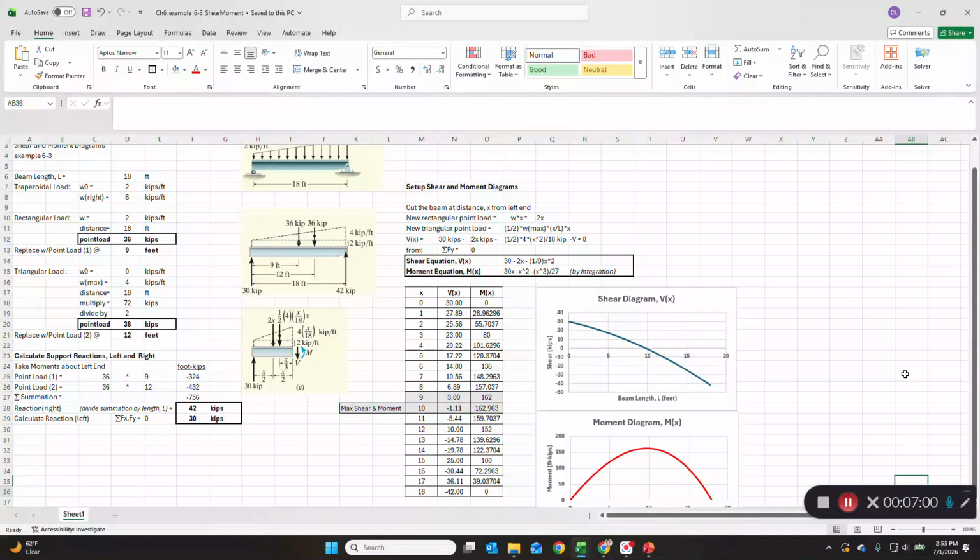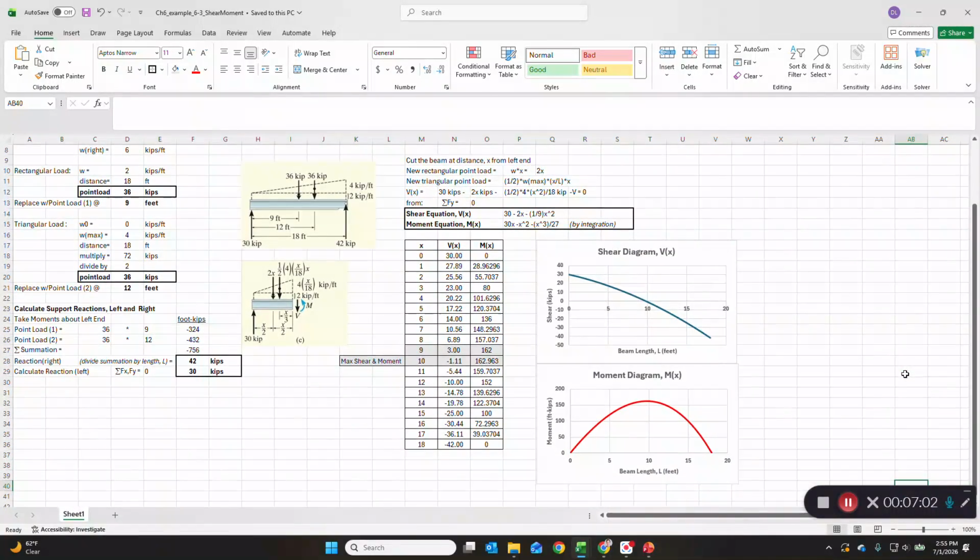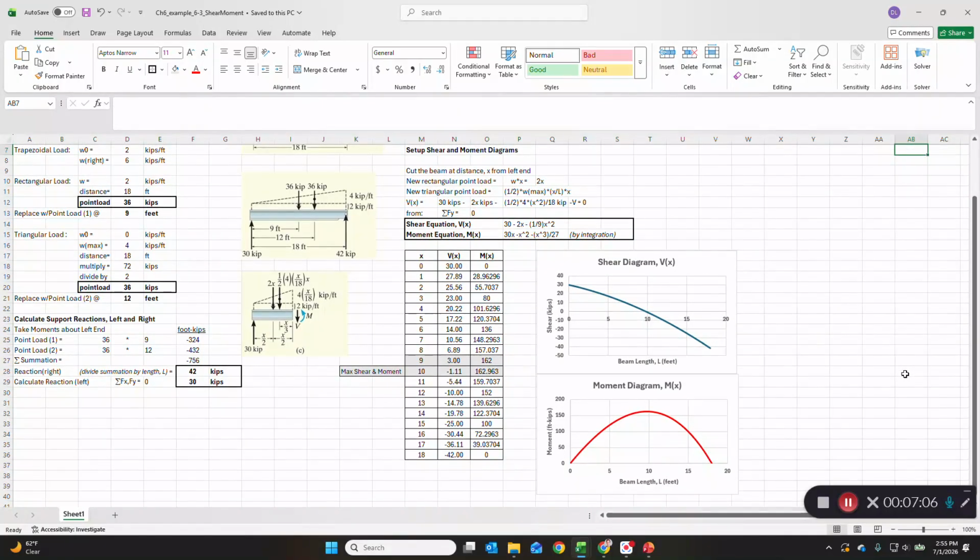This is more complicated. We want to draw the shear and moment diagrams in Excel, or illustrate them. So we're going to cut the beam. This is the final illustration at the bottom here. Cut the beam at some distance x from the left end. We know that there's a 30 kip load up, and what we're going to get is a shear downward V at the cut and a moment, which is counterclockwise, which is assumed positive at the cut as well, due to these loads, and supports.